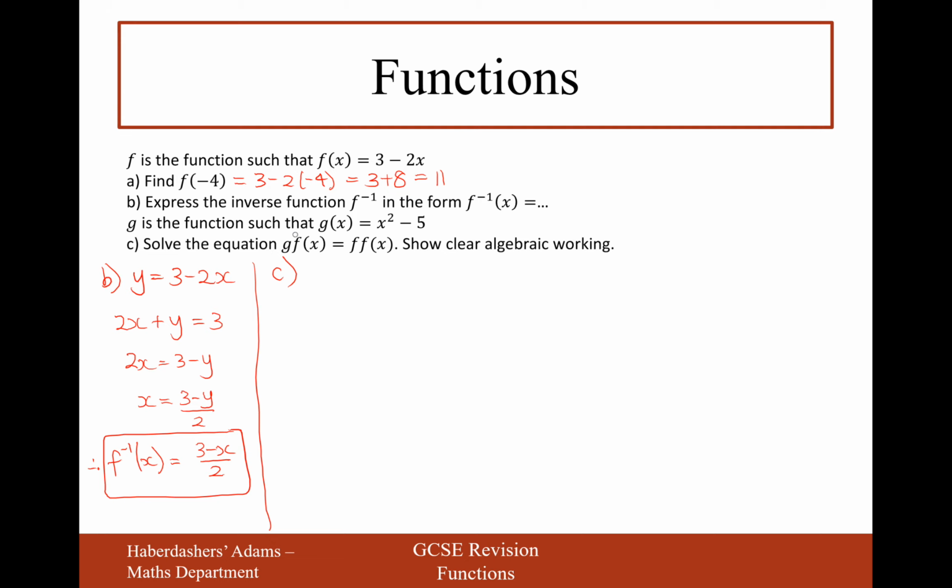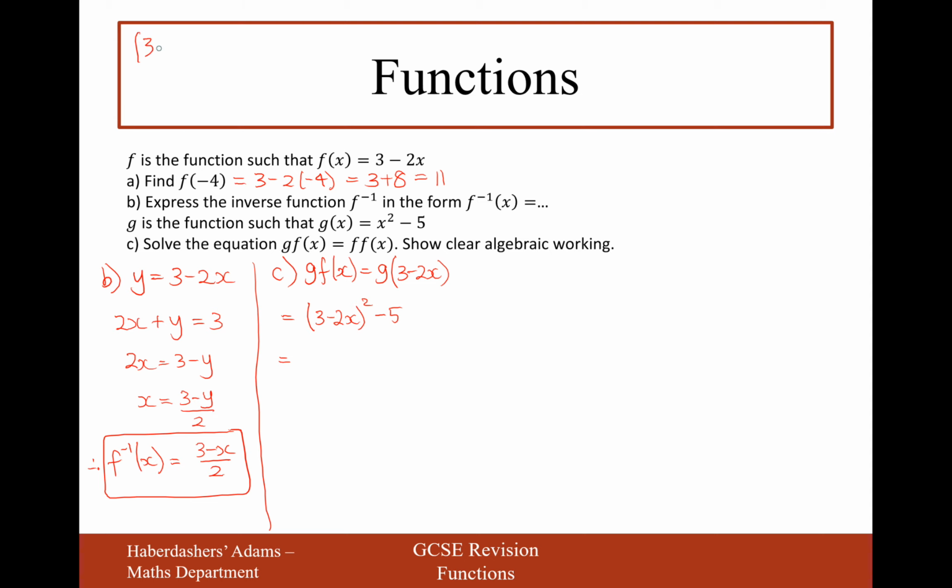Okay, the g function is now x squared minus 5. Solve the equation g f of x equals f f of x and show your working clearly. Okay, so the first thing I'll need to do is create both of the functions. So the left hand side, g f of x, will be g lots of the f function, that's 3 minus 2x. Now I'm going to put this into the g function, so it's going to be 3 minus 2x squared minus 5. Let's now expand the brackets on that.